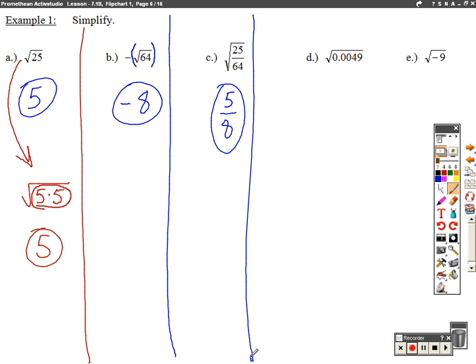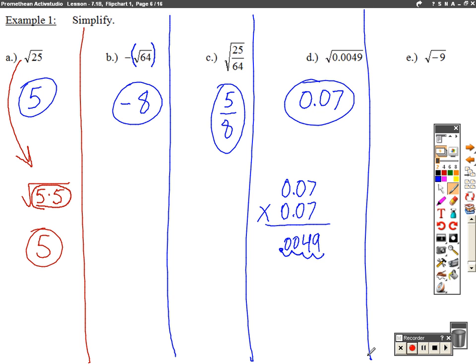Letter D with the decimal, what times itself gives you 0.0049? It ends up being 0.07. And just to remind you how to multiply decimals, I would do the multiplication. I get 49, 7 times 7. And then there's a total of 1, 2, 3, 4 decimal places moved. So I would have to move this decimal 1, 2, 3, 4 to get back to what I started at, which was this 0.0049.